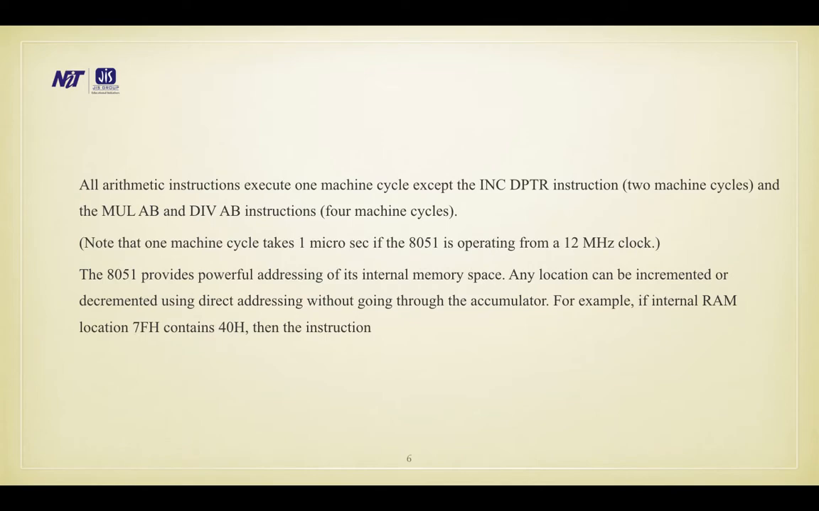All arithmetic instructions execute in one machine cycle except the INC DPTR instruction, 2 machine cycles, and the MUL AB and DIV AB instructions, 4 machine cycles. Note that one machine cycle takes 1 microsecond if the 8051 is operating from a clock of 12 MHz.